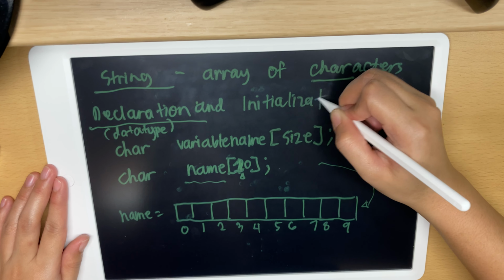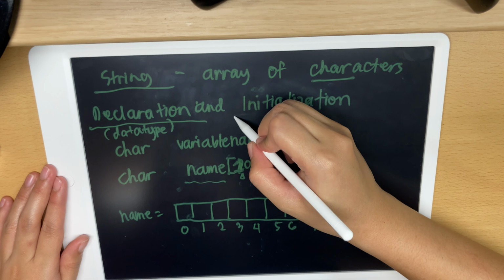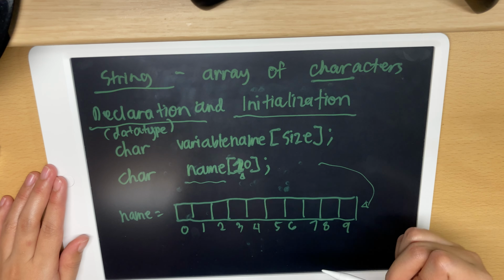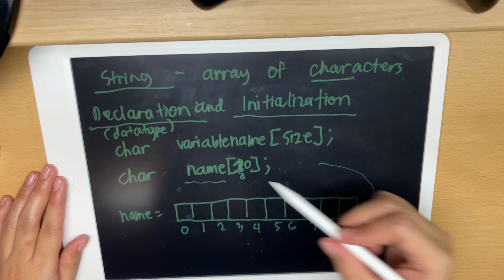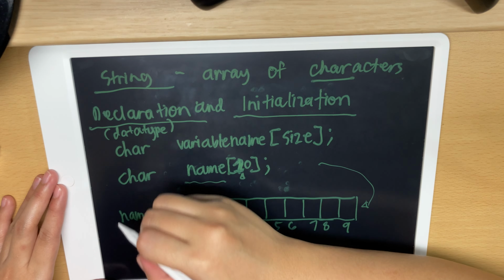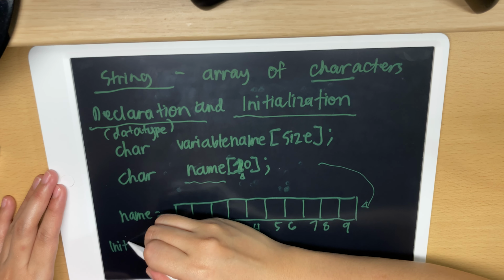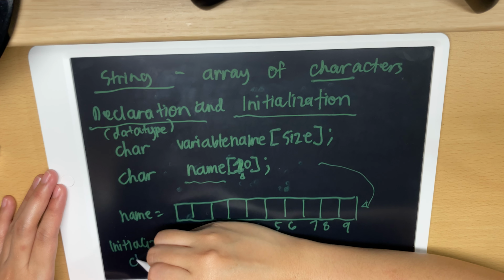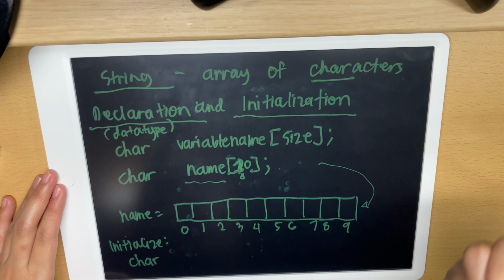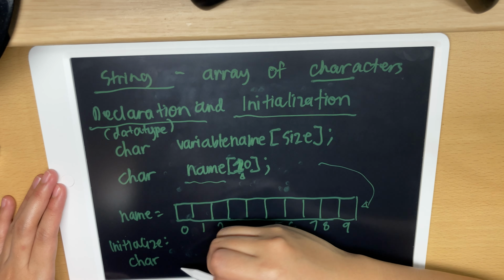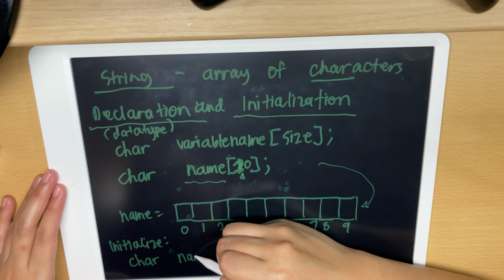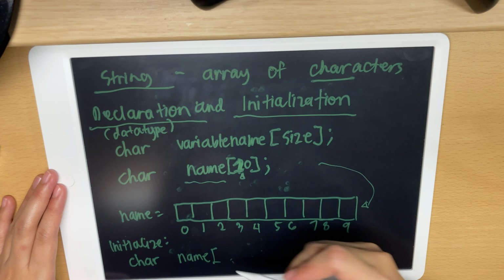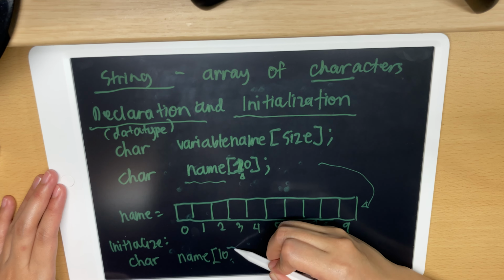So when we say initialization, we initialize the value of the string. So to initialize the value of the string, we do the data type character char, and the identifier of the array, so let's just put name, and how many characters will you put on the name, so let's just say put 10.